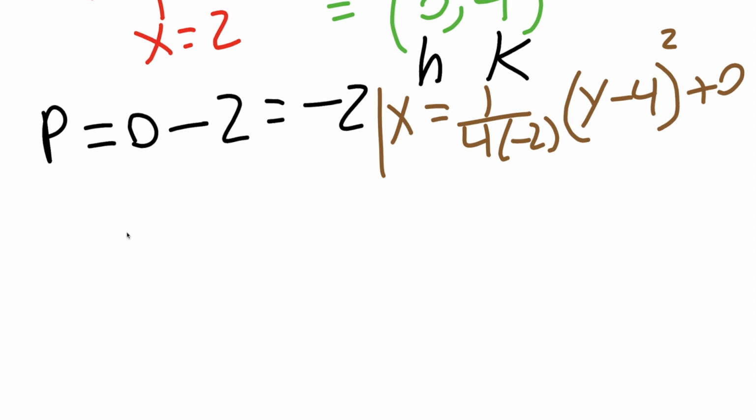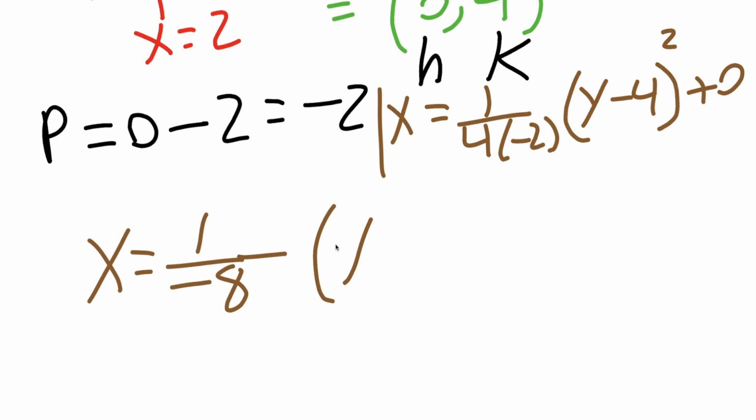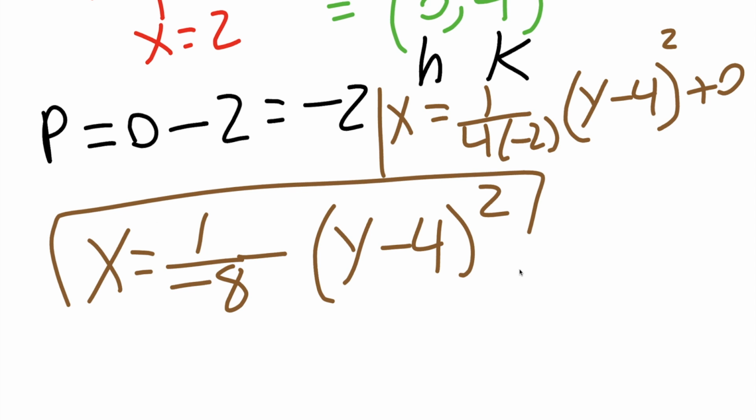Now we can clean this up. X is equal to 1 divided by 4 times negative 2. 4 times negative 2 is negative 8, so 1 divided by negative 8, parentheses, y minus 4, close parentheses, squared, plus 0 is not necessary, so we can just keep it as this. And that's all we need to do to write an equation of a parabola given the focus and directrix.